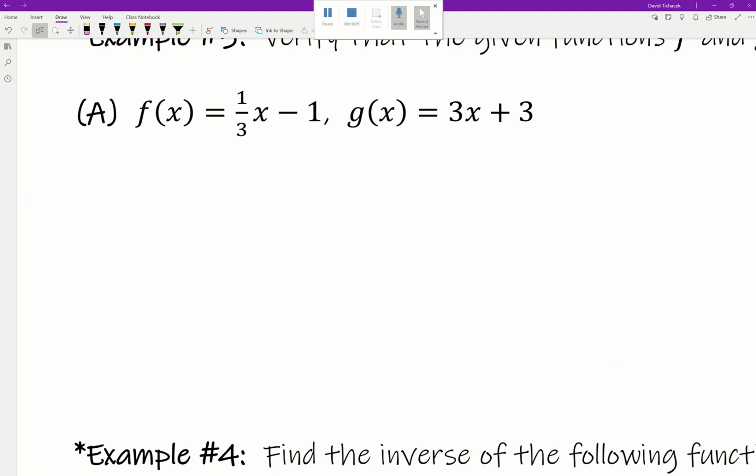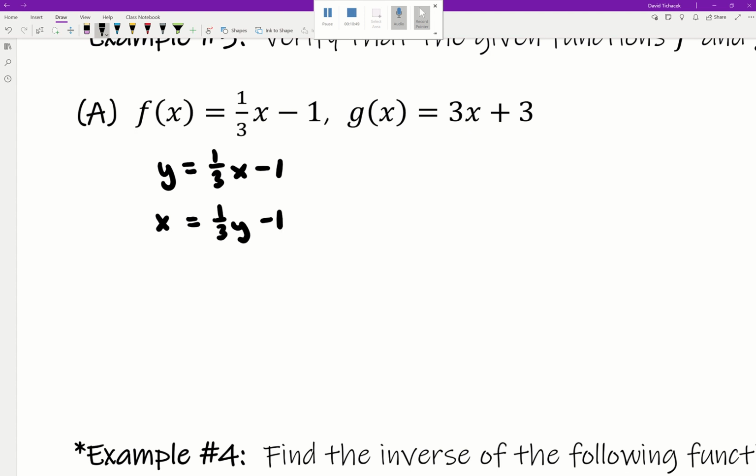The easiest way to do this would be to start with one of your functions and find its inverse and see if that matches up to the other function you were given, right? So let's say that I just start off here with f of x. I'm going to follow that exact same process that we just discussed. I'm going to trade out f of x for y. So y is equal to 1/3 x minus 1. And then I'm just going to go ahead and interchange x and y. So everywhere there's a y, I'll put an x. Everywhere there's an x, I'll put a y.